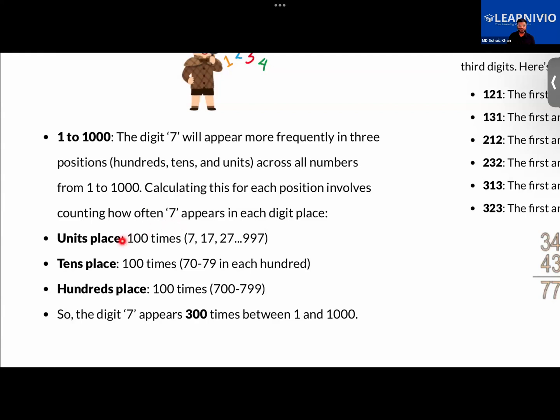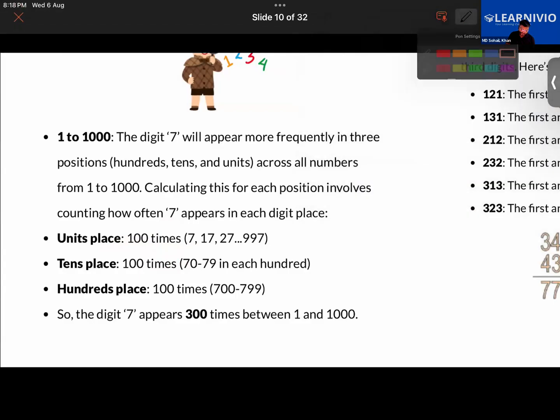For example, in the units place, how many times is the digit 7 going to occur? 100 times. In the tens place, how many times will it occur? Also another 100 times. Like 7, 17, 27, 37, 47, and so on till 997.